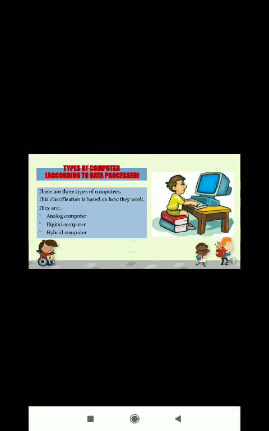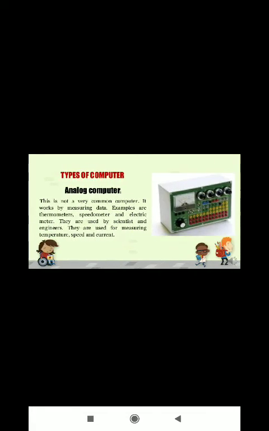So, types of computer. According to the data processed, there are three types of computer. This classification is based on how they work. The first is analog computer, the second is digital computer and the third one is hybrid computer. Types of computer. Here, the analog computer.